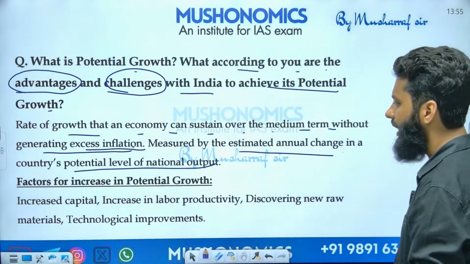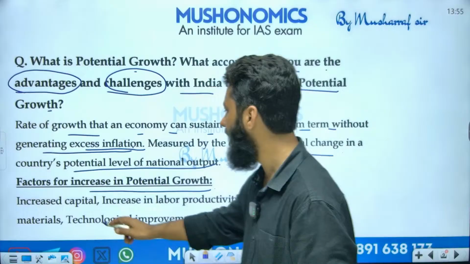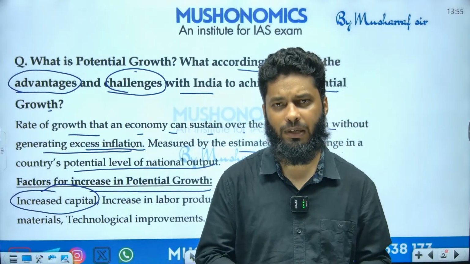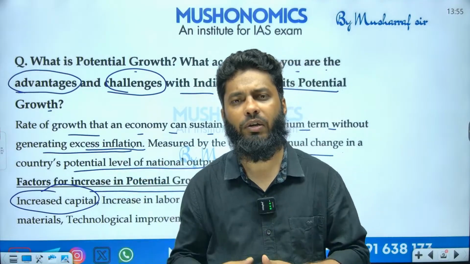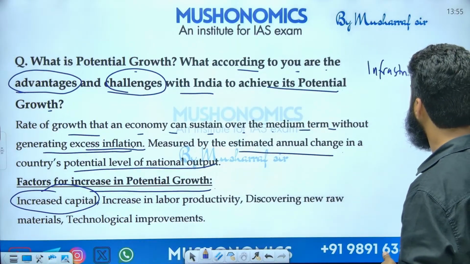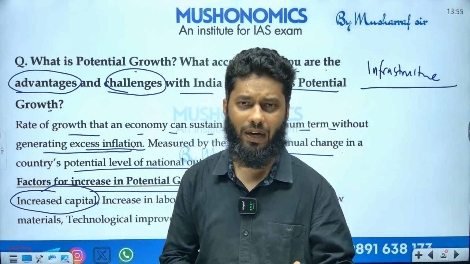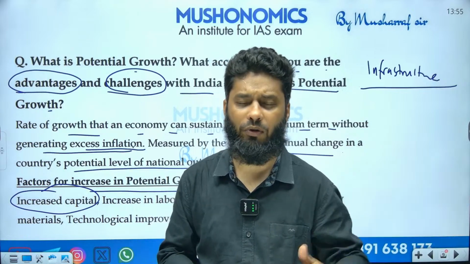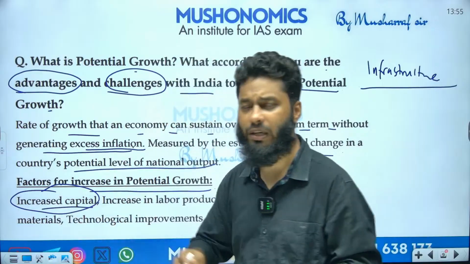That is the growth that we are projecting, estimated growth. Now, what factors are responsible for an increase in potential growth? For example, increased capital. If we spend more on capital expenditure, or do a lot of capital expenditure for enhancement of infrastructure, right? Infrastructure, for example, investment in roadways, railways, dams, irrigation projects, communication technologies. These are investments related to capex, that is capital expenditure.